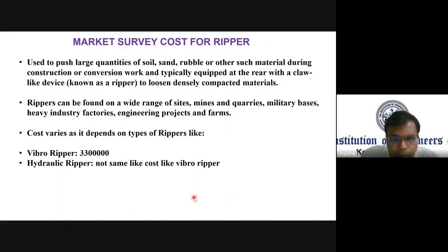This is the market survey for the cost of a ripper. It has two types of ripper. It can be either a vibro type or a hydraulic ripper. If you are going for a vibrator ripper, it comes around 33 lakhs. And the hydraulic ripper, since it is operating with the help of hydraulics, is slightly on the higher side.